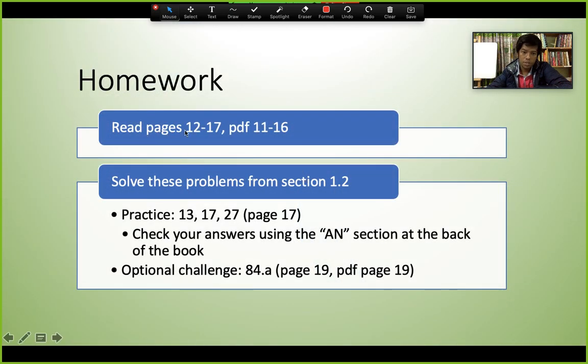These are the practice homework. You can read pages 12 to 17 from the PDF, and 11 to 16 from the printed book, which is section 2.1.2 that we will discuss in the coming classes, and solve these problems from section 1. Give a try. These are practice problems. You do not have to submit this homework. If some homework needs to be submitted, I will tell you in advance.